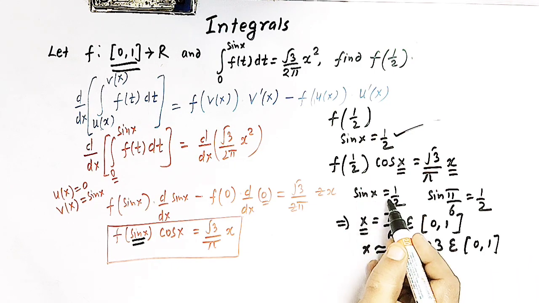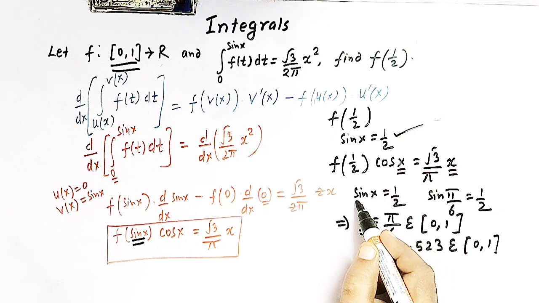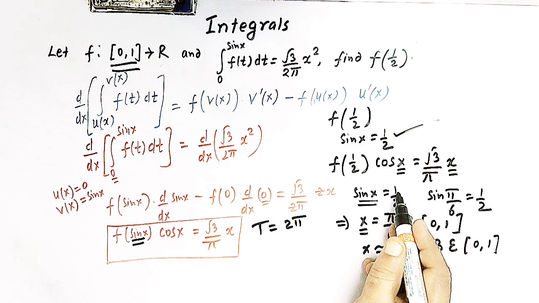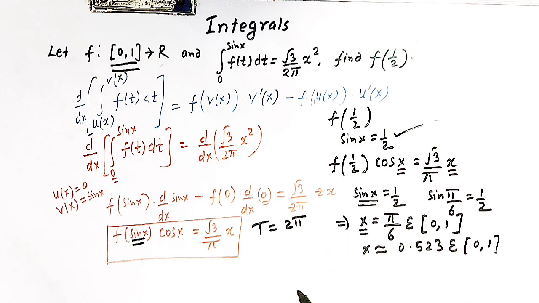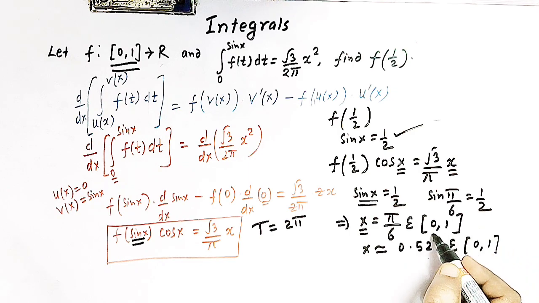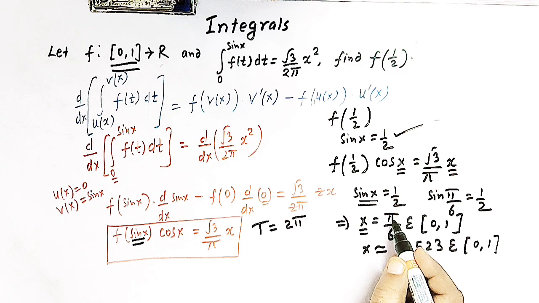Now see here, sine x is equal to half is a trigonometric equation, and we know that sine x is a periodic function with period T equal to 2 pi, right? And sine x is equal to half has many solutions, but here x is equal to pi by 6 is the only solution which belongs to this interval or this domain, right? So we have to take only this value of x, that is pi by 6.